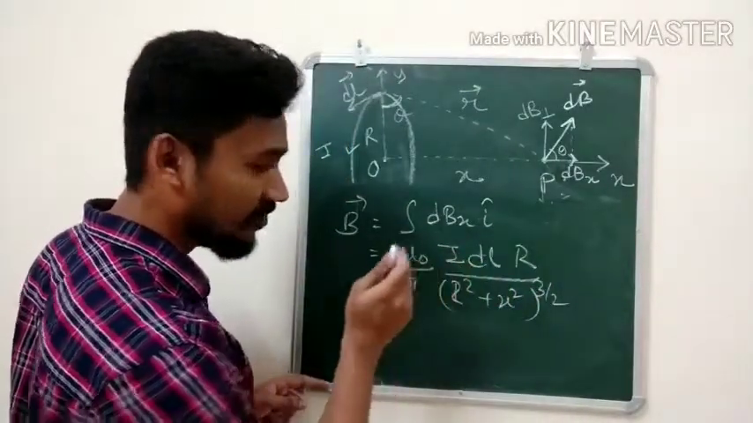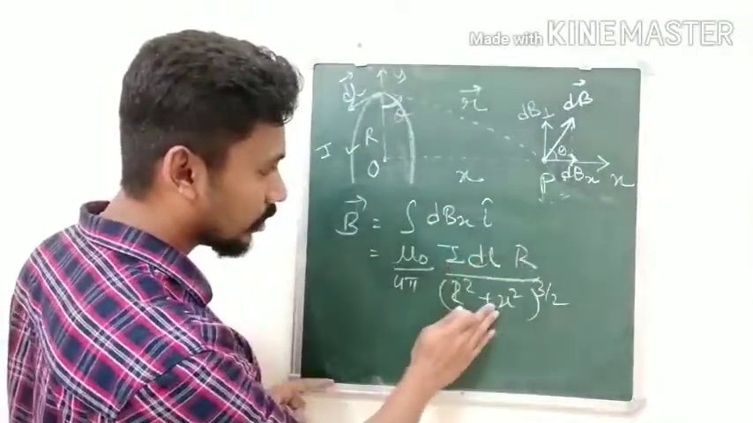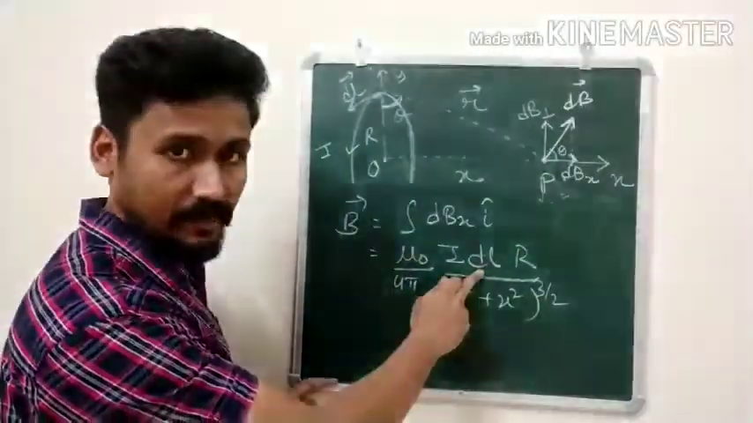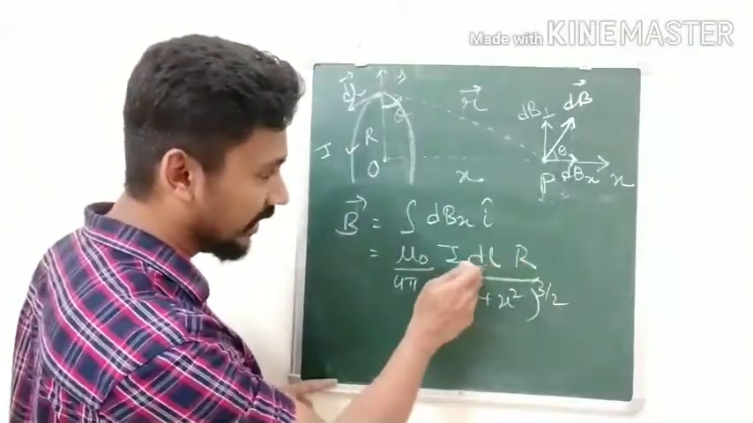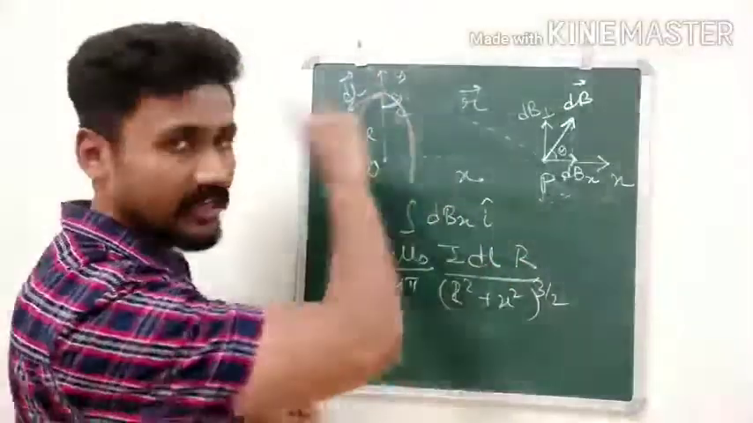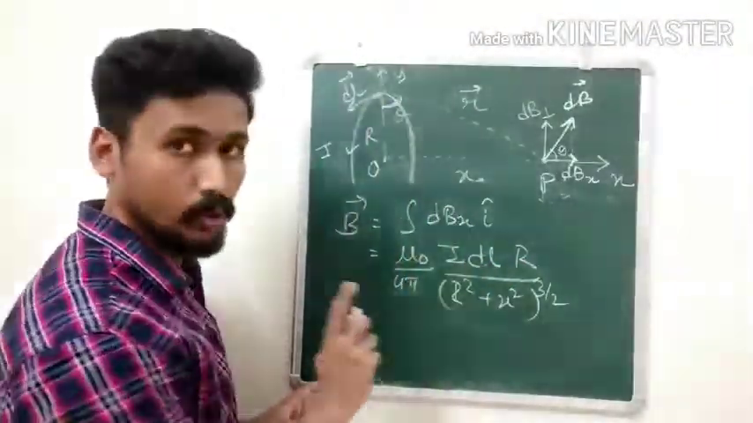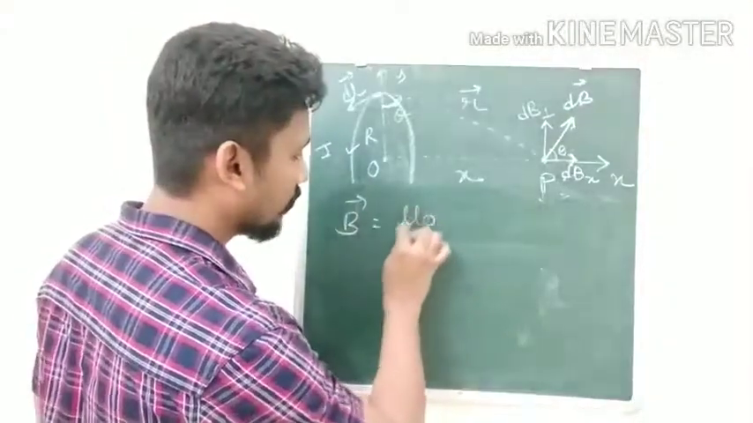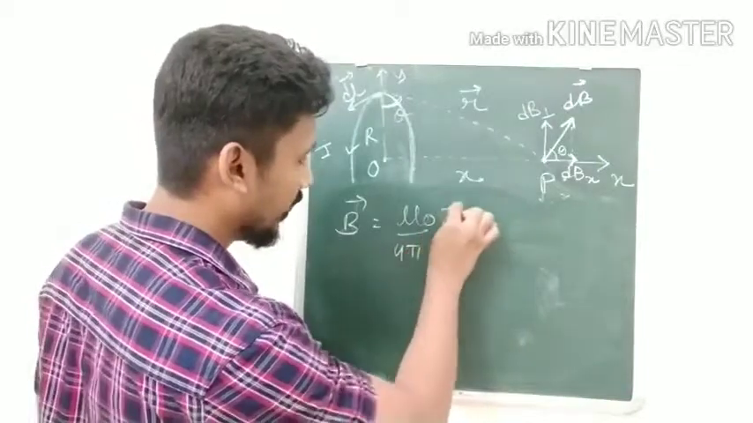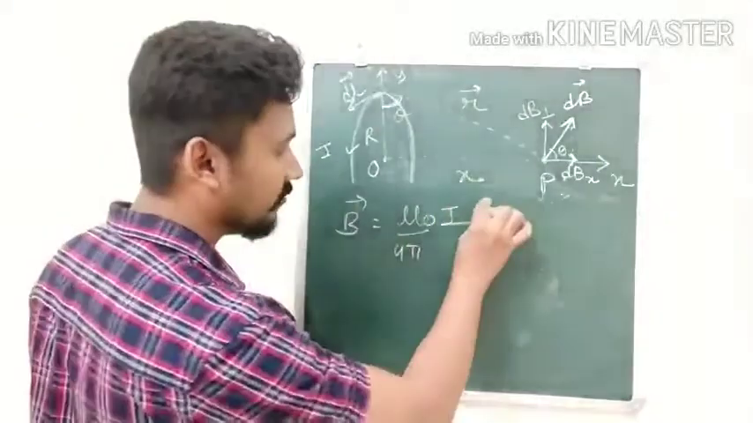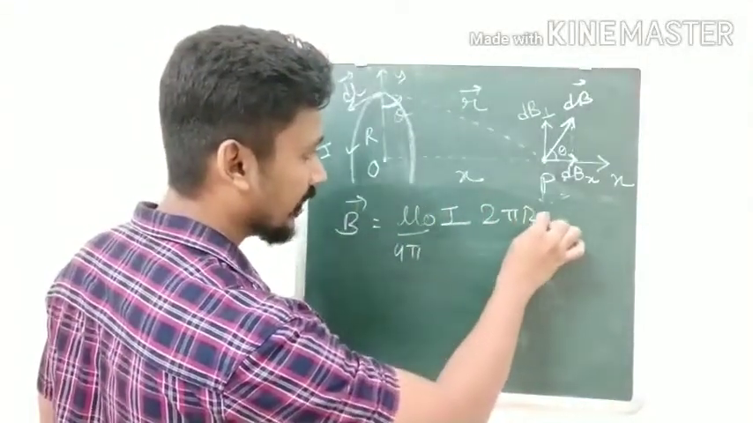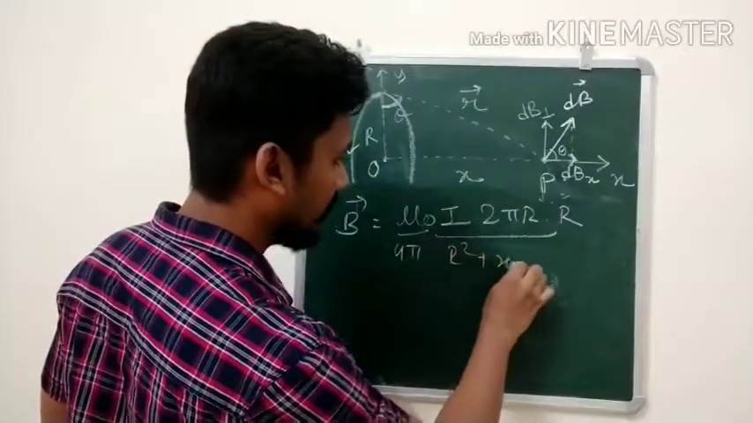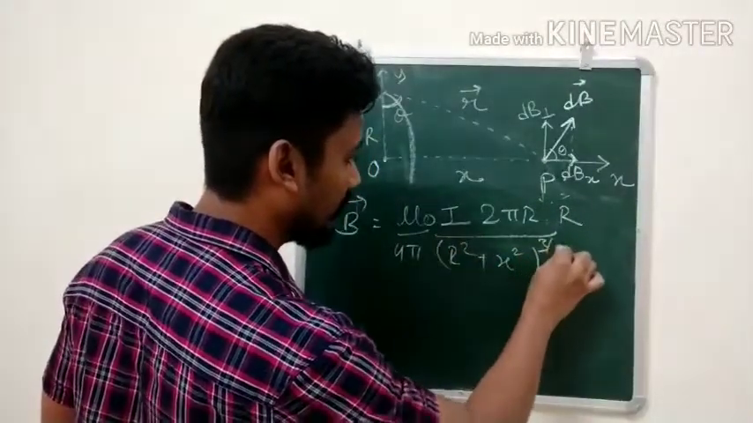When we take the integral, all these are constants, they will come out. The only thing that is variable is this length element dl. When you take the integral of dl, you get the circumference of that circle, which is nothing but 2πr. So we will get the equation μ0 by 4π I as it is, integral of dl gives 2π into capital R into R upon (R square plus x square) to the power 3 by 2.